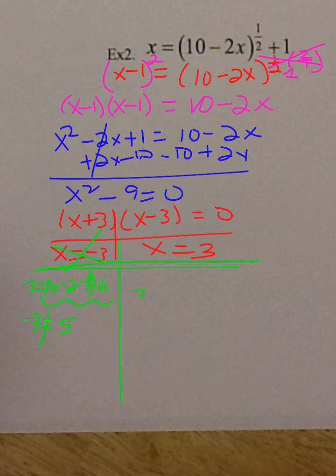Now let's try 3. 3 equals 10 minus 2 times 3, raised to the 1/2 power, plus 1. Plug the right side in your calculator and you get 3 equals 3. That checks, so only 3 is my answer.